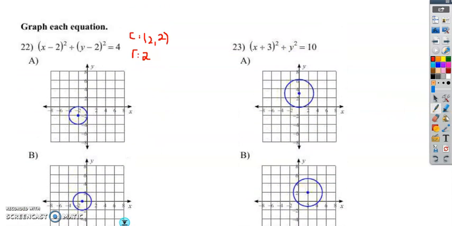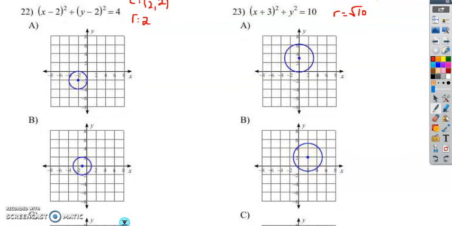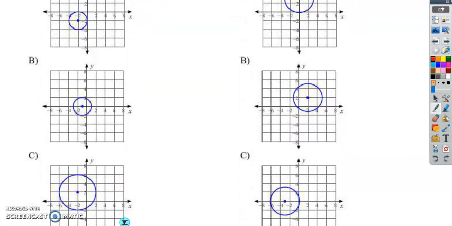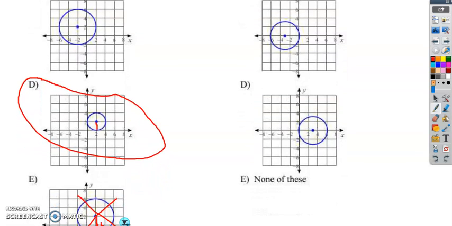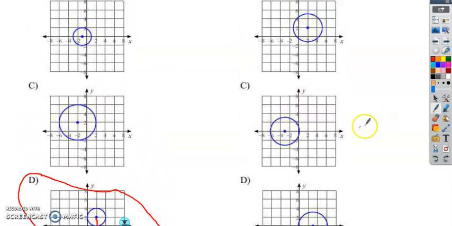All right, let's look at 23. The center here is at (-3, 0). And then the radius is going to be equal to the square root of 10. And if you think about it, the square root of 9 is 3. So the square root of 10 is going to be something that's really close to that. But I want to make sure I know where the center is. It's got to be at (-3, 0). And notice the scale here, these are also going by 2s. So (-3, 0). And there's only one that has a center at (-3, 0), so that works.